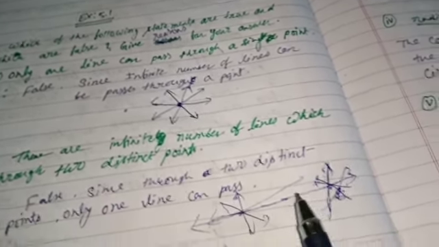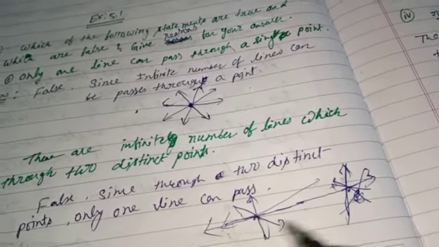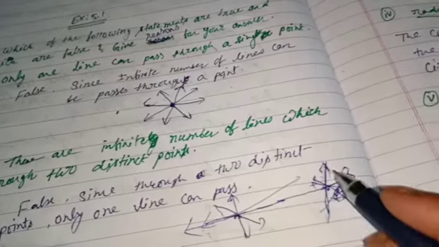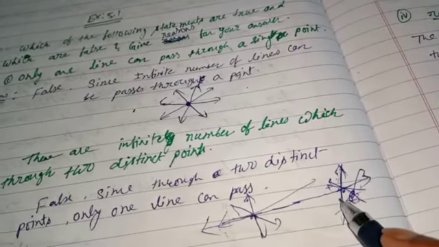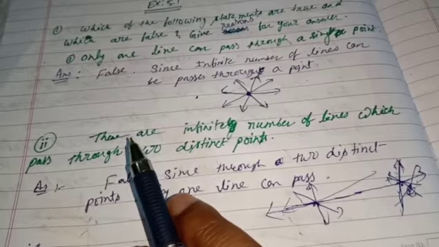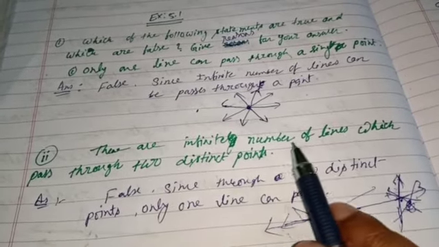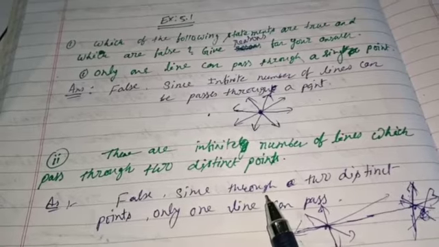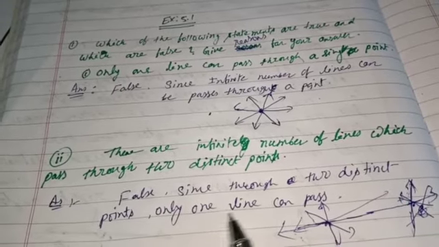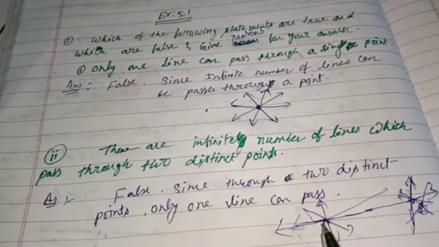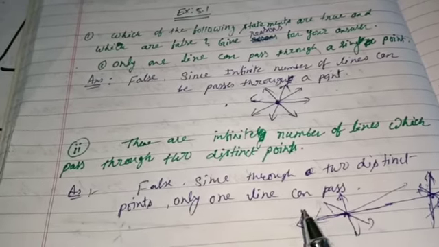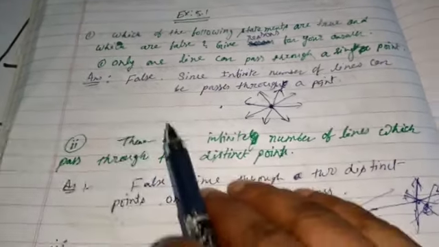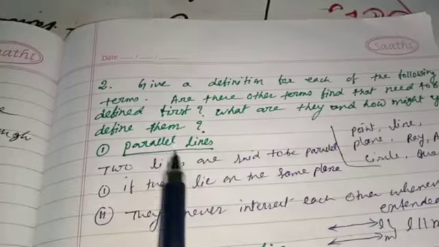Maybe this figure is not so clear, but you understood, no? Here one point, here one point you are taking. If you draw lines, only one line can pass through both the points. But according to the condition, there are infinite lines which pass through two distinct points. So it is false, since through two distinct points only one line can pass. Understood? Okay.